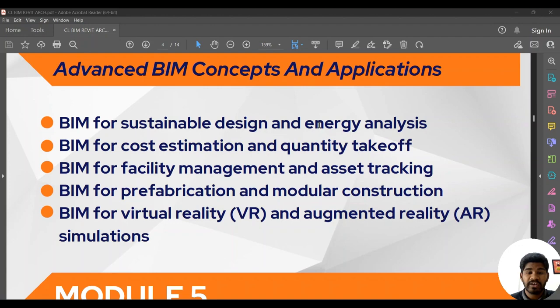Then BIM is used for cost estimation and quantity takeoff, facility management, asset tracking, prefabrication and modular construction, virtual reality and augmented reality, and simulations. And we will be talking more about extended reality also, that is XR. I have personal experience using mixed reality. I will be teaching you how to make use of that in our classes.